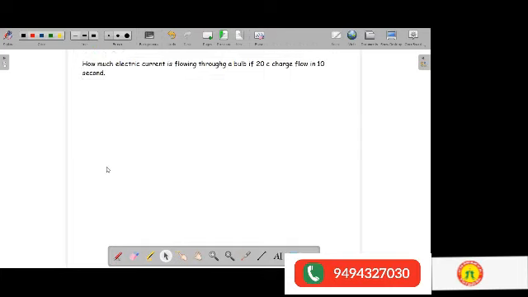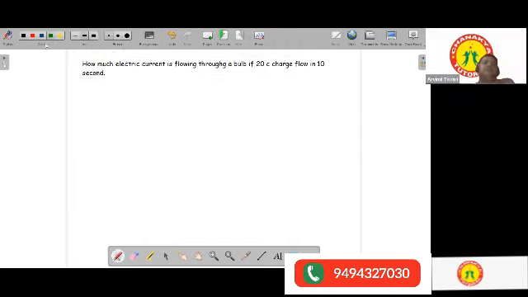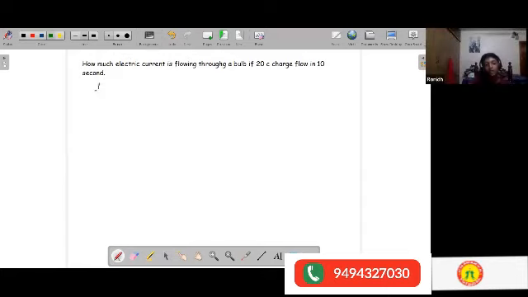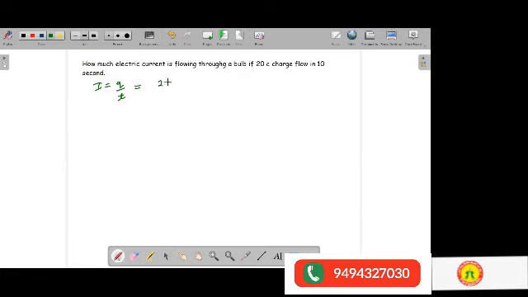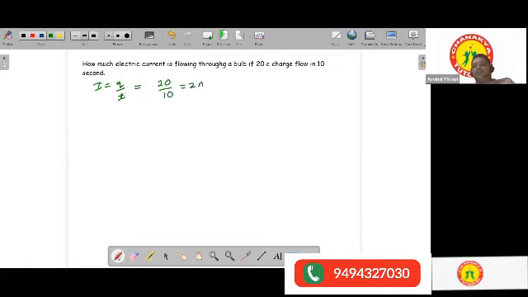So I think now everyone has understood how to find out the answer to such questions. So I equals Q by T. Just use Q as 20, and 20 by 10 is 2. So you get your answer as 2 ampere.